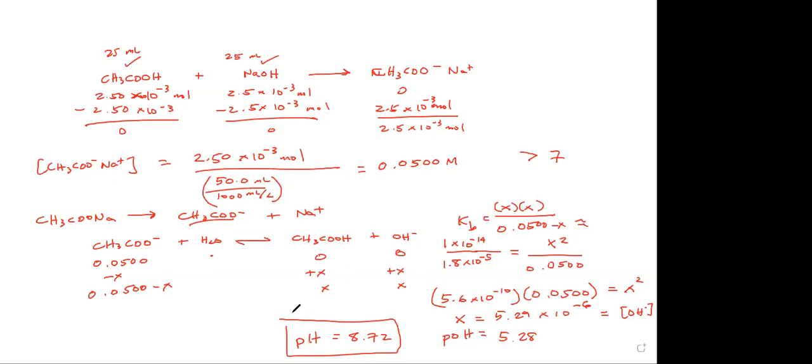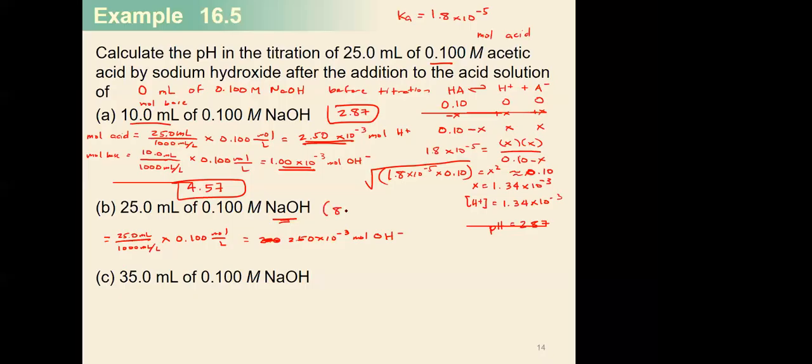Question? How did you get 8.72? 14 minus 5.28. So if we go here, this now becomes 8.72.